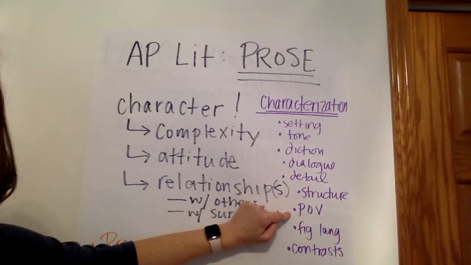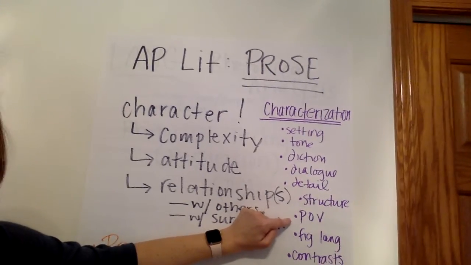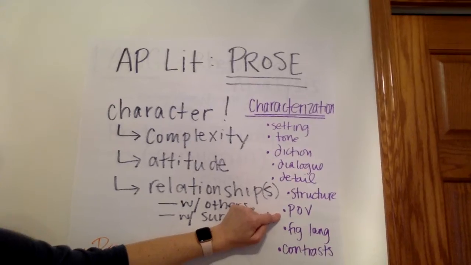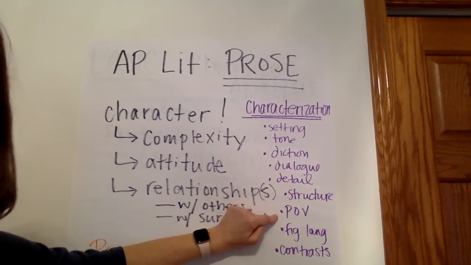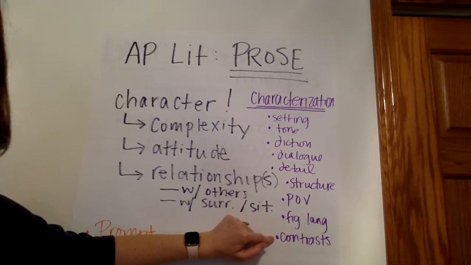You don't want to just explain that this is first or third person narration. You want to explain what that shows us or what that adds to the piece. What does the narrator know? What does the narrator not know? And why does that matter? Then there's figurative language and also contrasts.